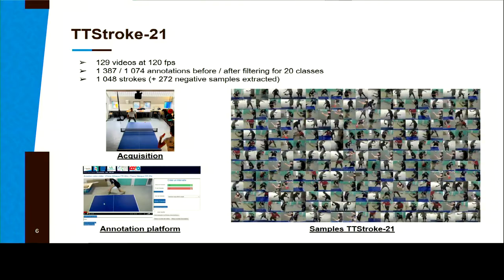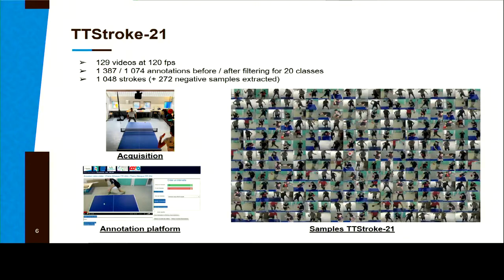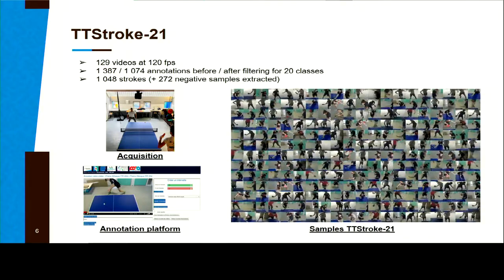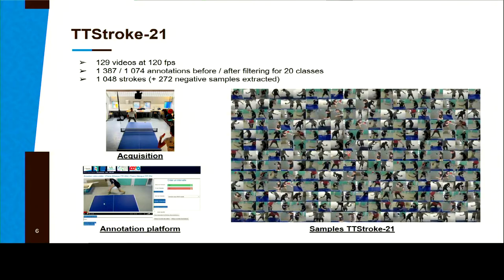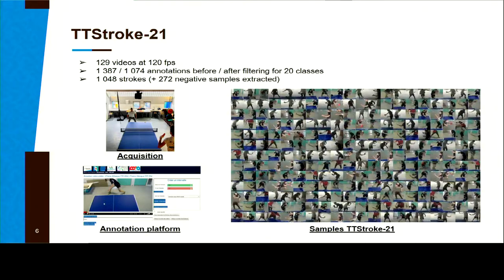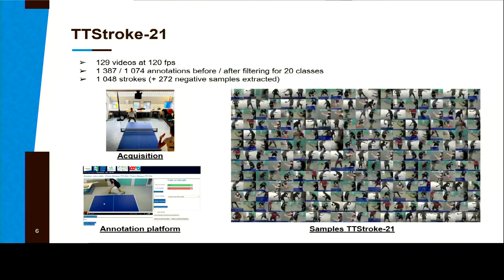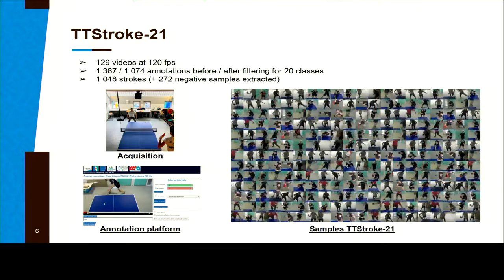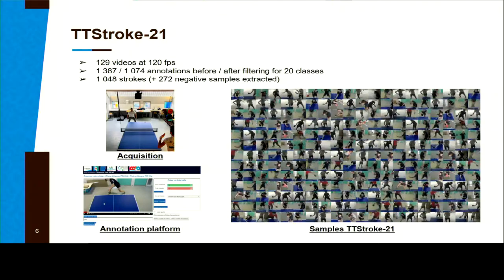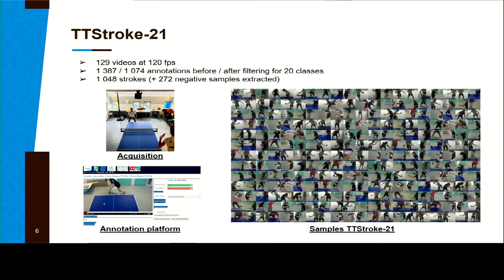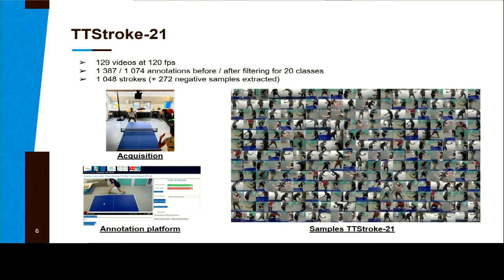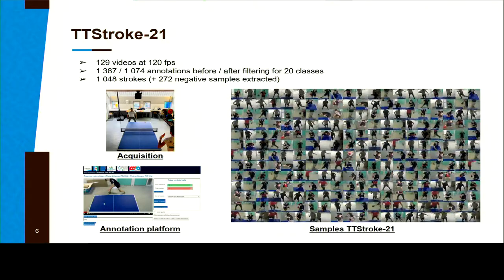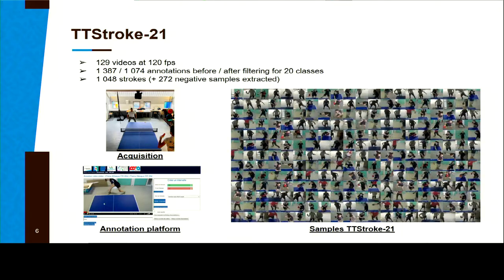For this, we built a new dataset, which is called TTStroke-21. It has been done at the University of Bordeaux with students. The acquisition process is sensorless, of course. We want to use only cameras, so that people can perform without sensors on them, in natural conditions. We built an annotation platform where students and professionals in table tennis annotated the videos: when a move starts, when it ends, and what kind of move it is. And those are some samples.